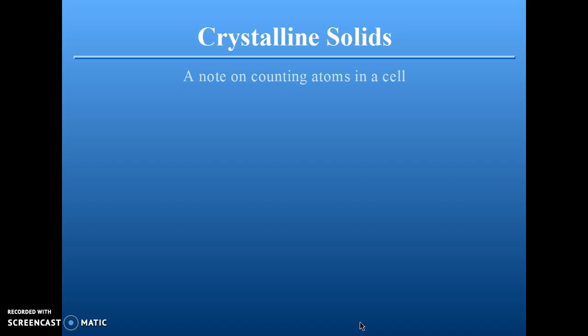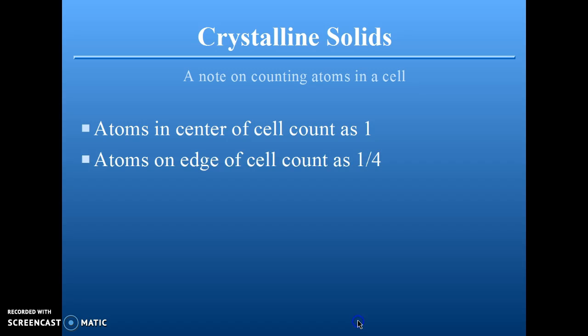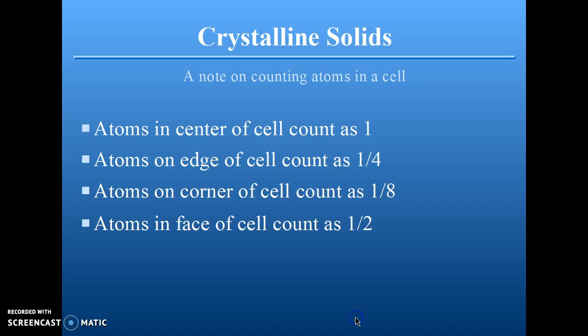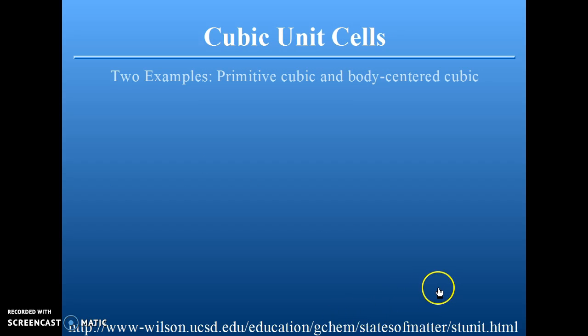First, a note on counting the atoms in a unit cell. Atoms that are in the center of the cell count as one. They're owned completely by the cell. Atoms on an edge of a cell count as 1/4 because they actually belong to 4 adjacent unit cells. Atoms on the corner of the cell count as 1/8 because each of these atoms belongs to 8 unit cells. Atoms in the face of a cell count as 1/2 because they belong to 2 adjacent unit cells. Let's look at some examples.